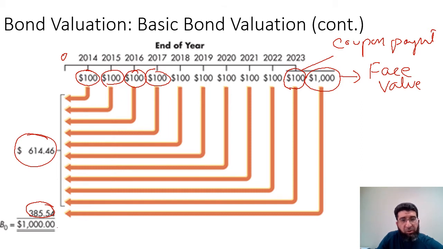The reason the present value of all these cash flows is $1,000 is because we have R equals RD, which means the required return equals the interest rate that is paid on the coupon.